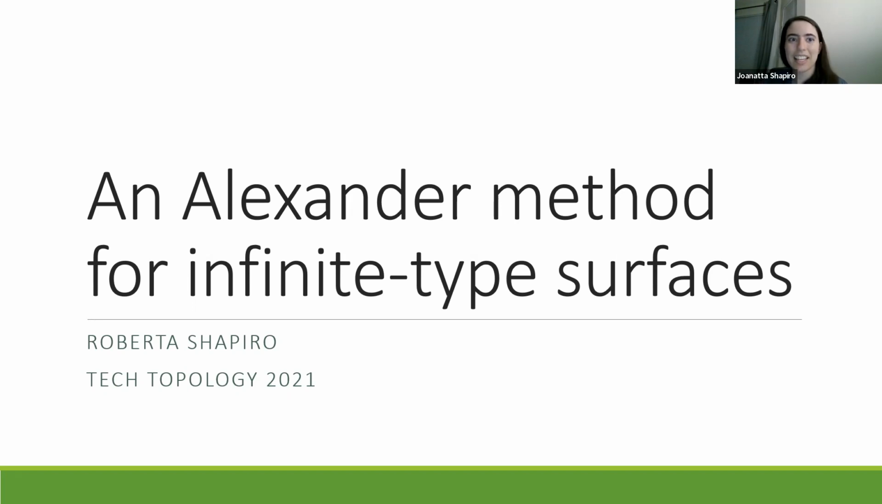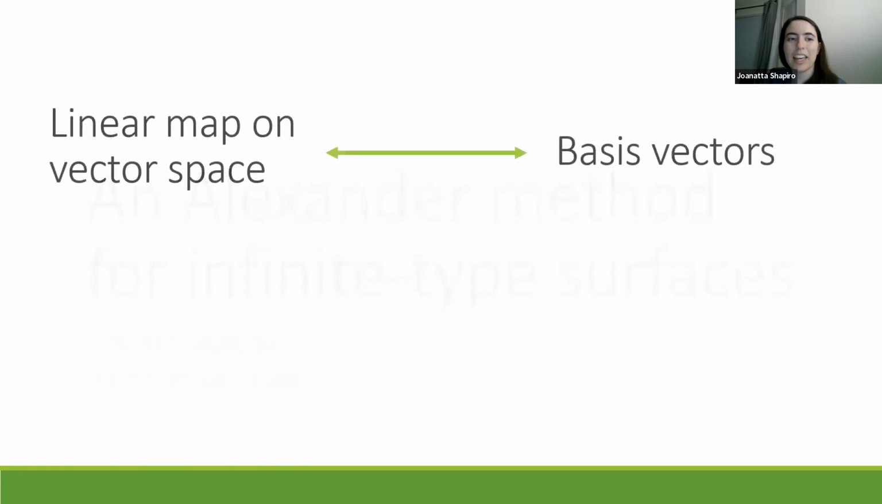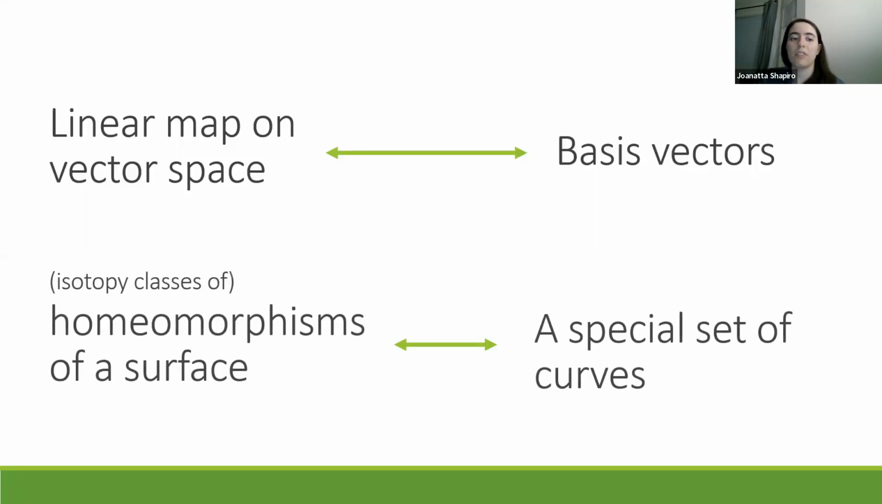All right, so let's begin with an example that we're all familiar with, hopefully, and it's linear maps on vector spaces. A linear map on a vector space is completely determined by how it acts on a set of basis vectors for the vector space. Similarly, a set of isotopic classes of homeomorphisms on a surface is determined by how it acts on a special set of curves on our surface. This is the essence of the Alexander method.